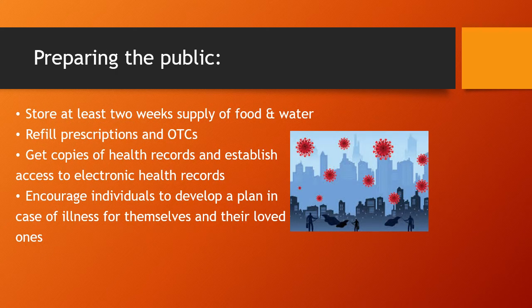An important part of planning for a pandemic is preparing the public. This is done by advising the public to have at least a 2-week supply of food and water, to refill prescriptions and OTCs if able, and to get copies of health records and establish access to electronic health records. The nurse also wants to encourage individuals to develop a plan in case of illness for themselves and their loved ones.